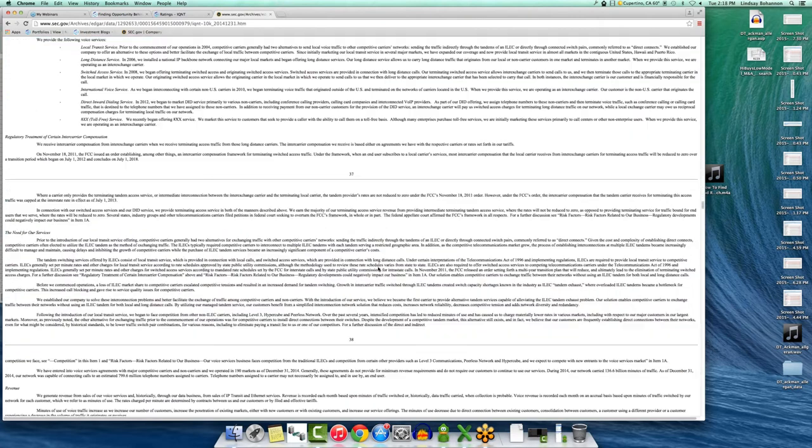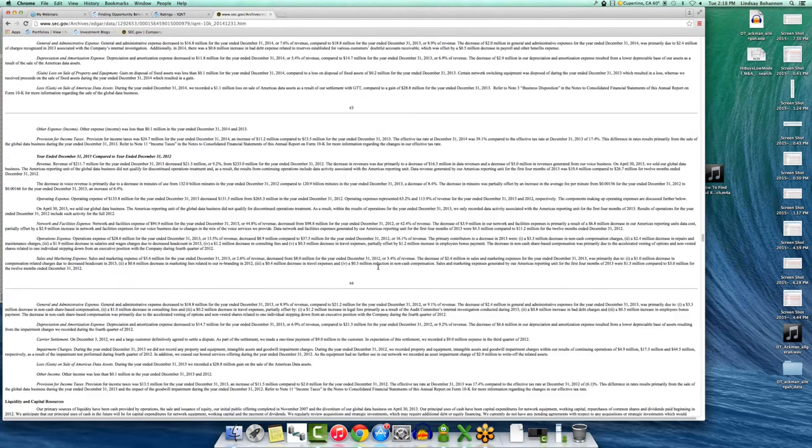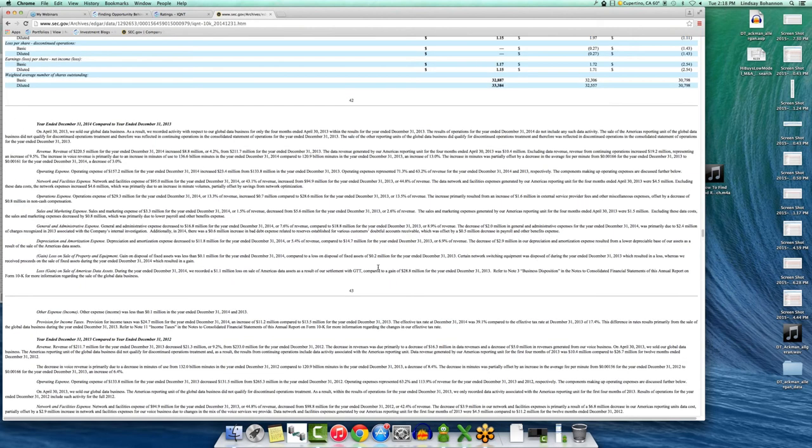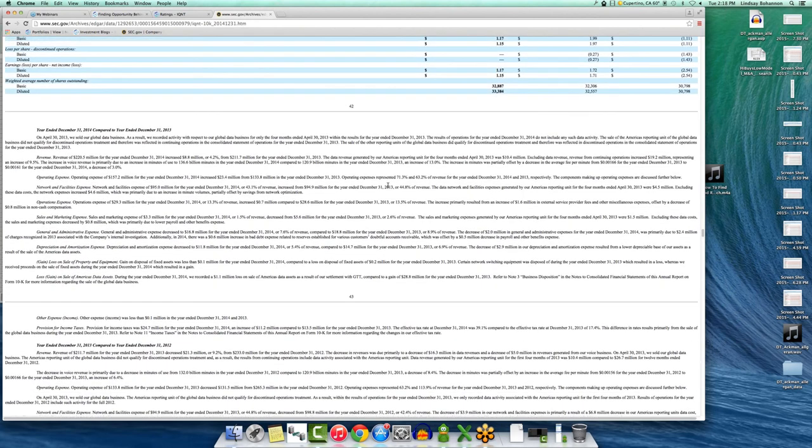And something else we're going to look at a little bit further down here on page 43. Now, this is just one example of things that we're looking for. We can see that the increase in voice revenue is primarily due to an increase in the use of minutes on IntelliQuint's network.